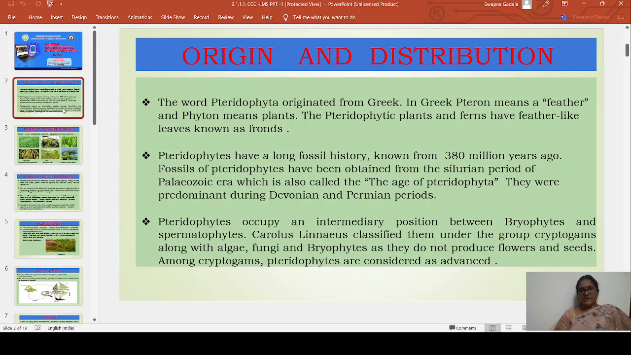Coming to the position, pteridophytes occupy an intermediary position between bryophytes and spermatophytes. Spermatophytes means the group of plants which can produce seeds. Carolus Linnaeus classified pteridophytes and kept them under the group cryptogams along with algae, fungi and bryophytes. All these categories of plants don't produce flowers and seeds. Among cryptogams, pteridophytes are considered the advanced plants.